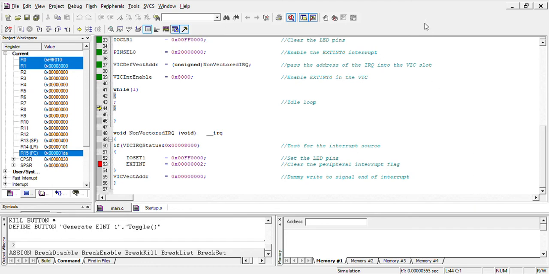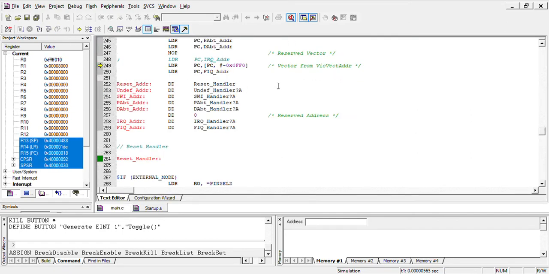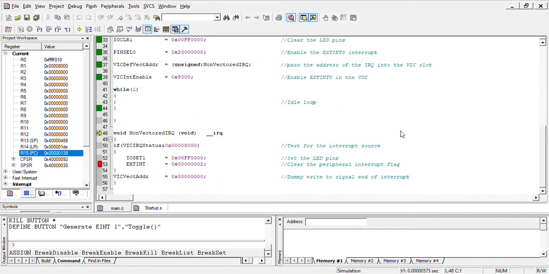I am generating the interrupt by unchecking bit 14 of port 0 and stepping over. The execution reaches the vector table, wherein the interrupt service routine address is loaded into the PC. And executing, since this is a non-vectored interrupt, the source of the interrupt should be tested, which is done by the IRQ status register of the vector interrupt controller.